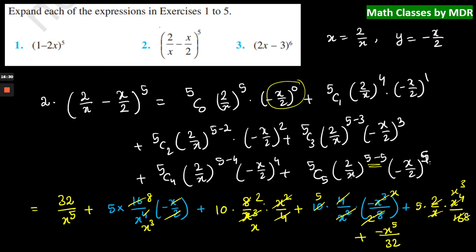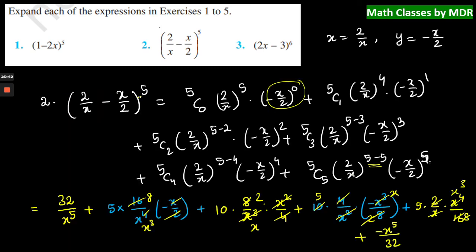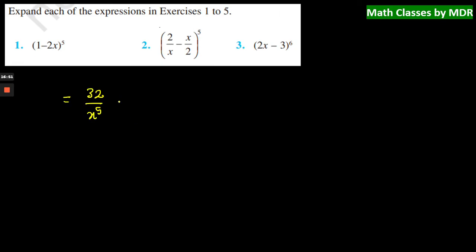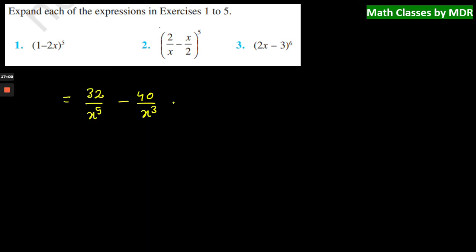Now can we write the simplified one? Which is equal to 32 by x power 5 is the first term. Coming to the second term. Second term is minus, we have minus here, right? So minus 5 into 8 is 40, so minus 40 by x cube. Now the third term is 10 into 2, 20, 20 by x. So plus 20 by x is the third term.